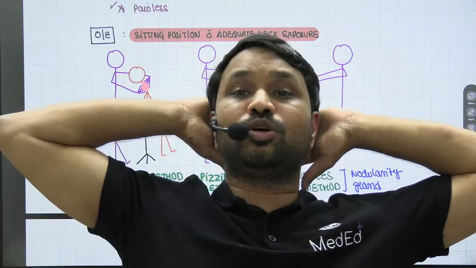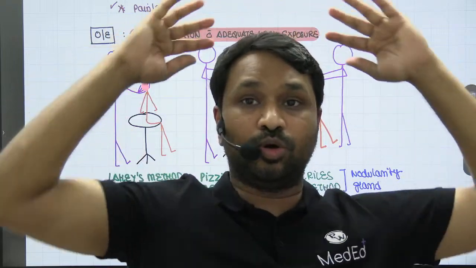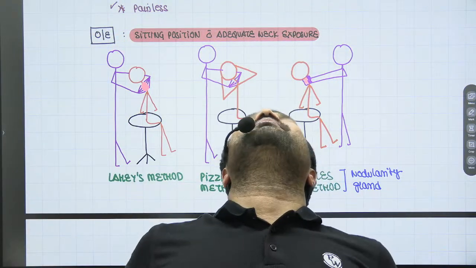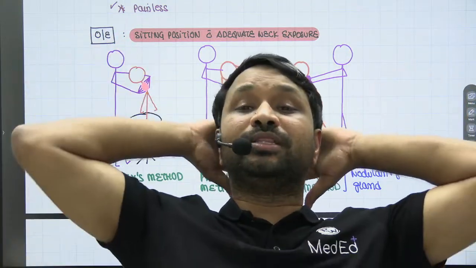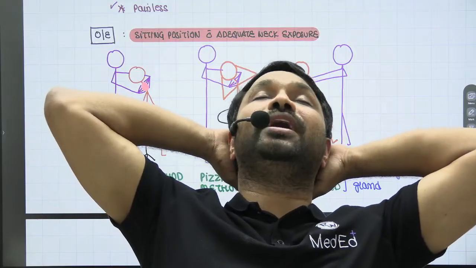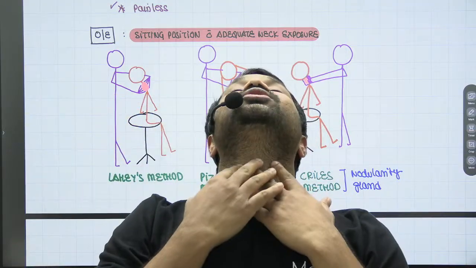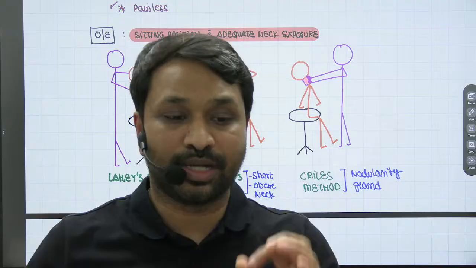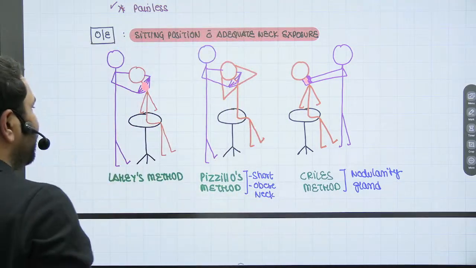Okay, so you will tell the patient to keep the hands behind, clasp both of them and let the whole neck go backward. When you do that, this hand will give the grip to the head, supports the head, allows for the extra extension of the neck so that you can examine, and this is your Pizzillo's method.